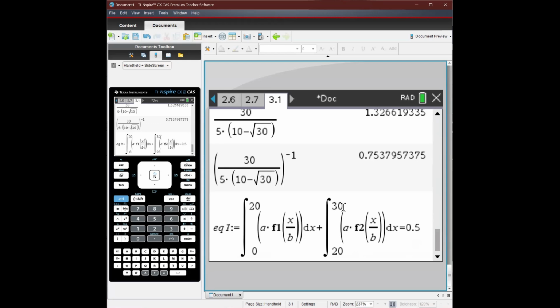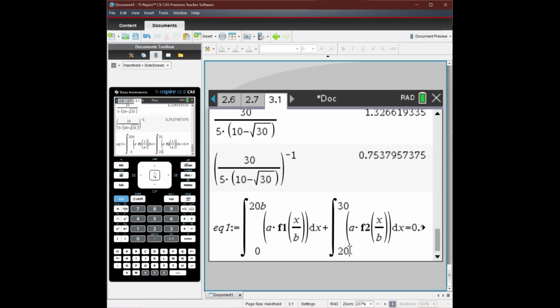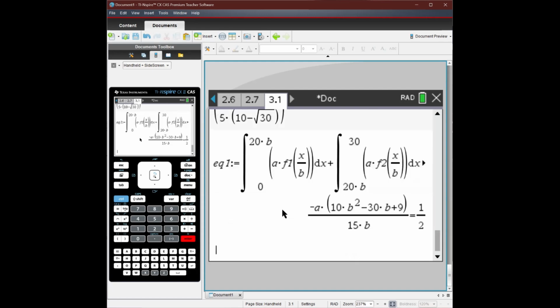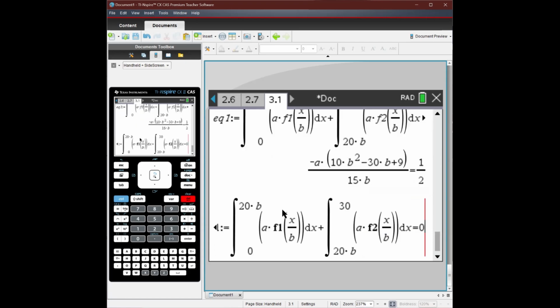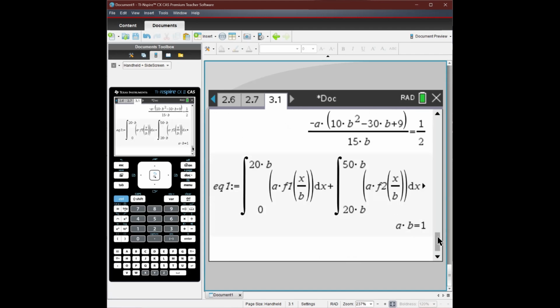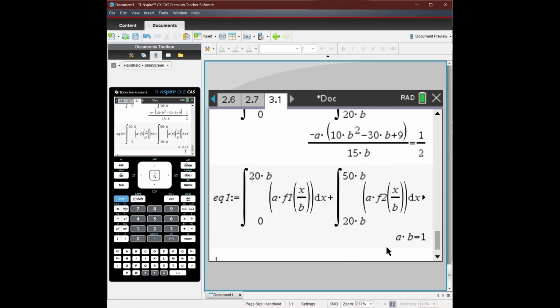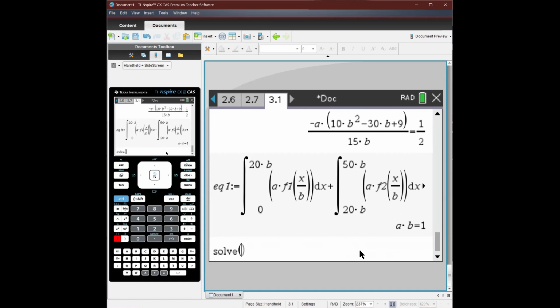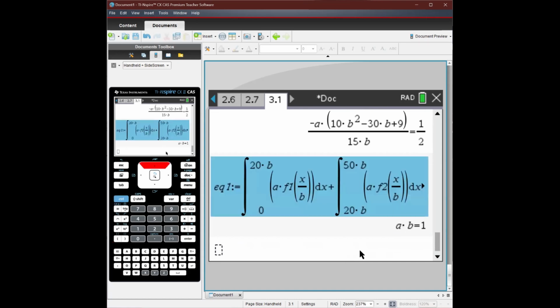And don't forget, this should be a 20b and a 20b, okay? Because all the x values are supposed to be dilated by a factor b, okay? So that is the first equation. The other equation I'm going to use is the total area equals 1, but you have to use 50b instead of 50. So that is the second equation, and you can see a times b equals 1. And then solve these two equations. By the way, this is equation 2.